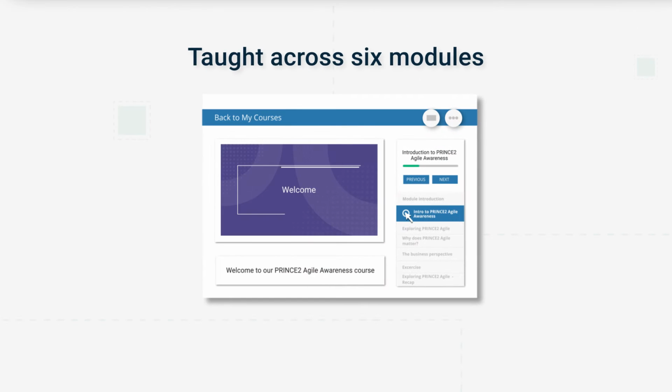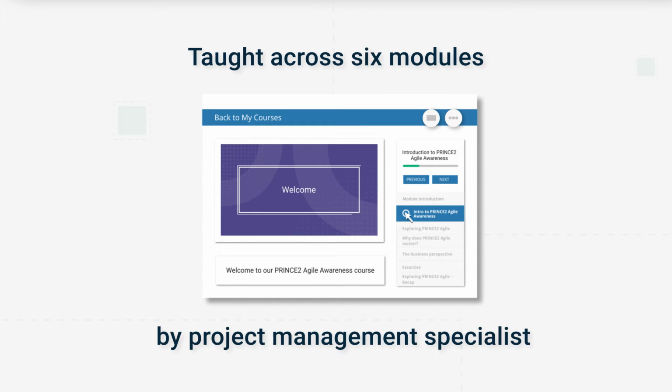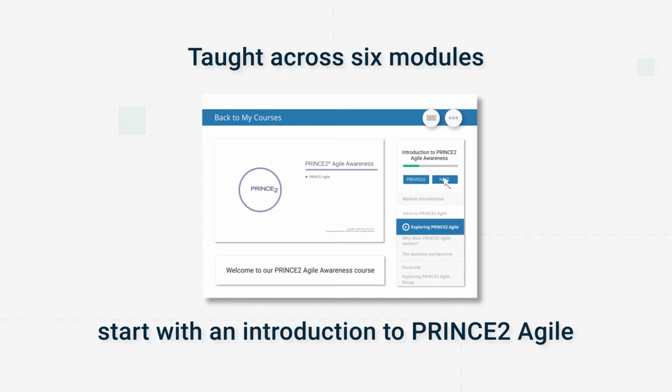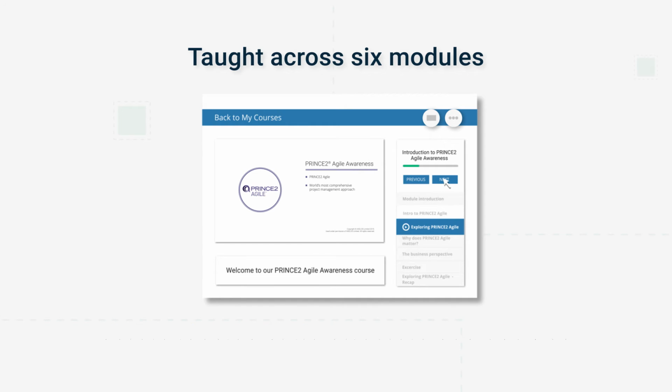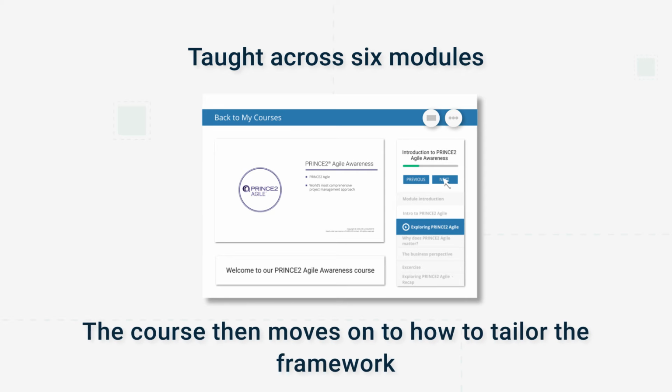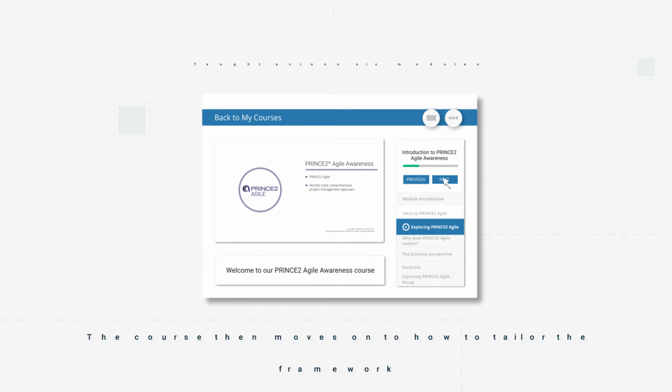Taught across 6 modules by a project management specialist, this course will outline the basic elements and structure of PRINCE2 Agile. You will start with an introduction to PRINCE2 Agile before looking at its structure and themes. The course then moves on to how to tailor the framework.